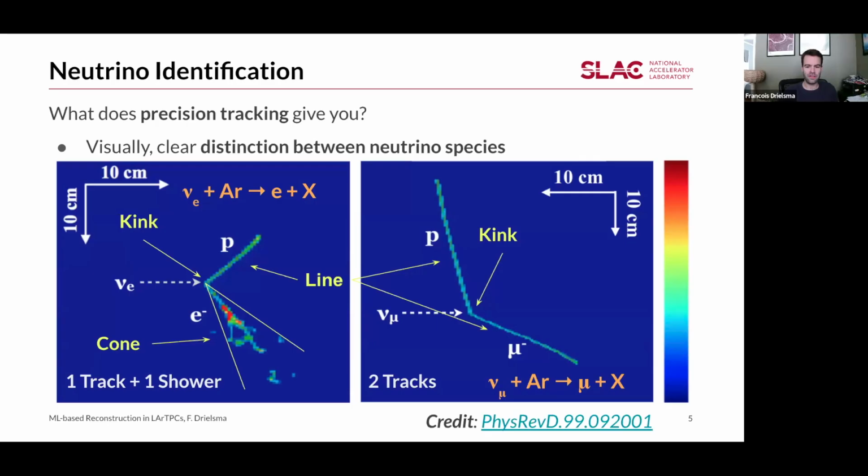The reason we like these detectors is if you think about an electron versus a muon neutrino interaction through charged current interaction, they will look quite different in this detector. The reason is one will make an electron shower, which is what you see on the left-hand side, and one will make a muon track. And so if you visually look at these two images, they look strikingly different.